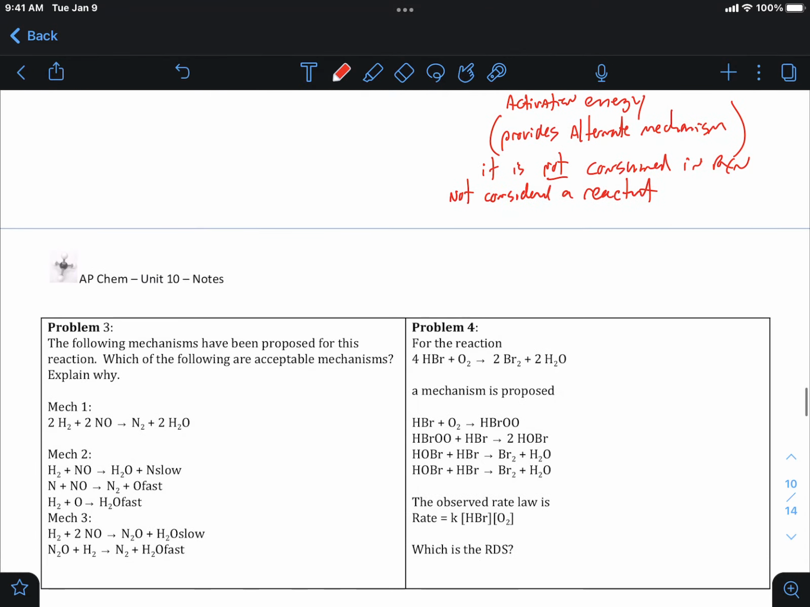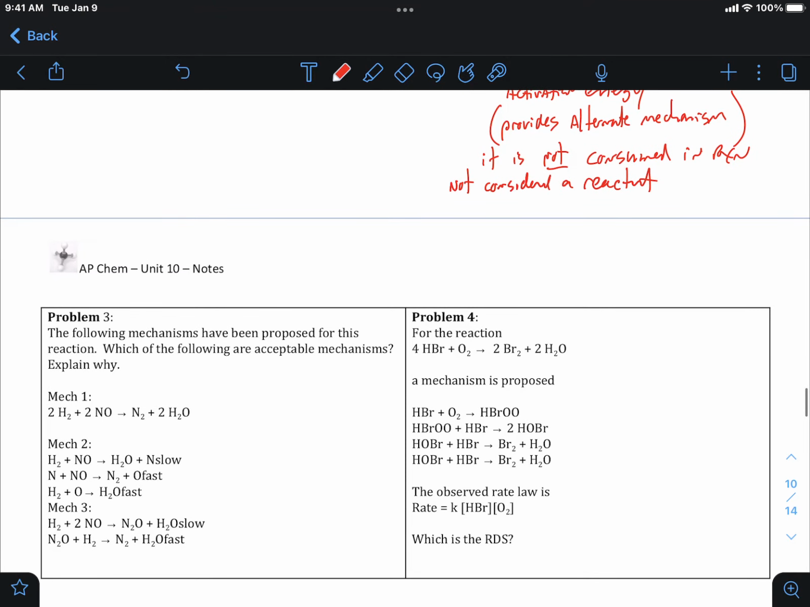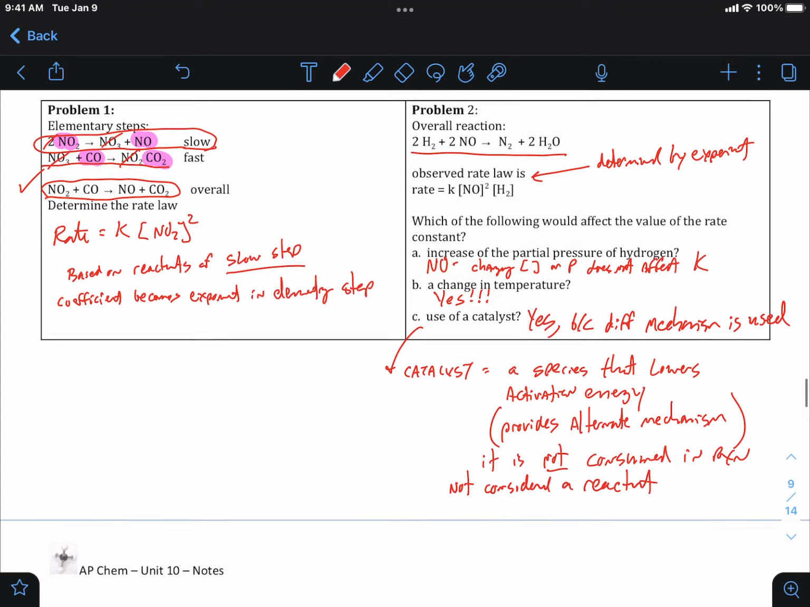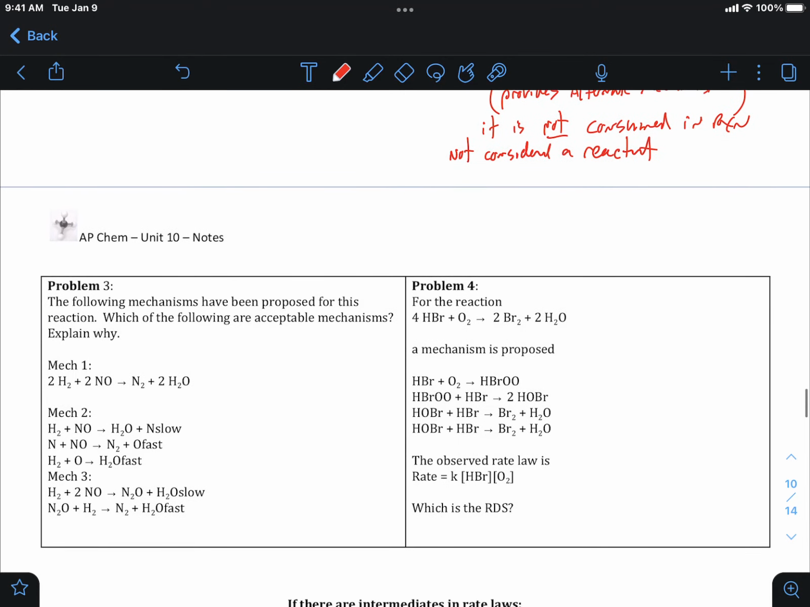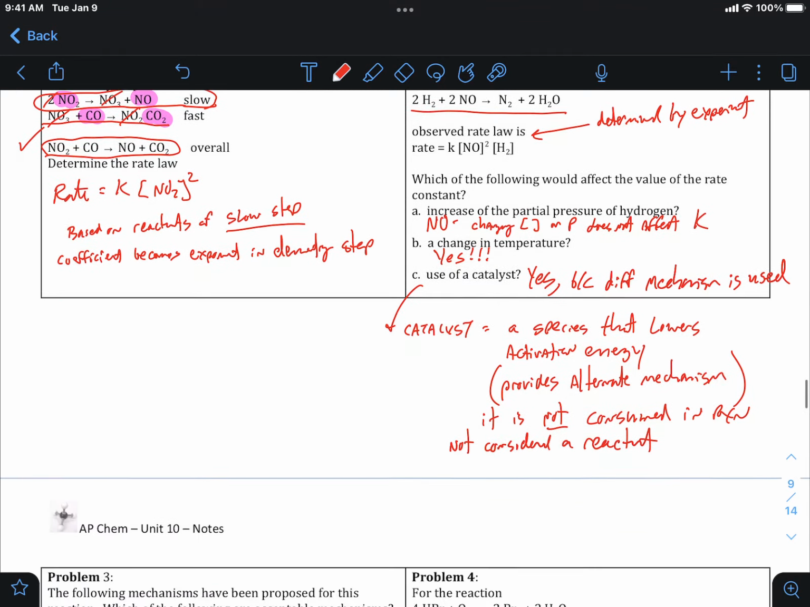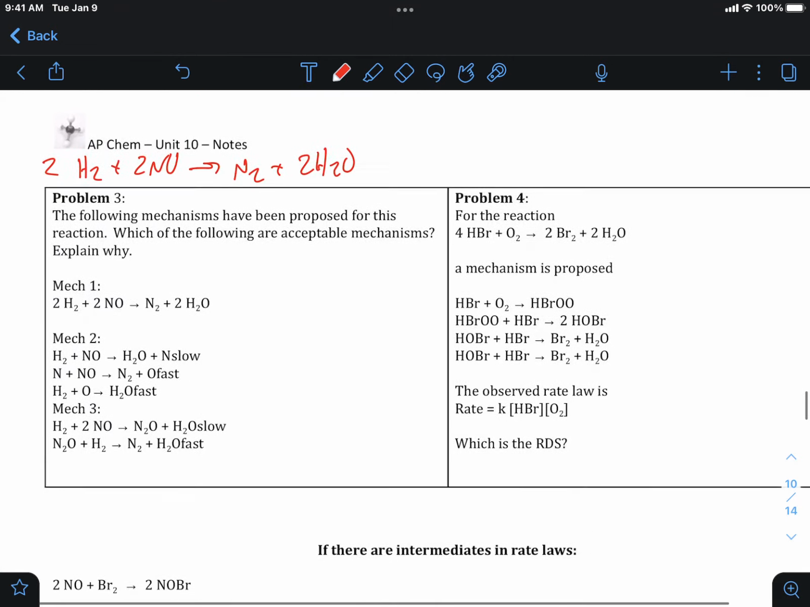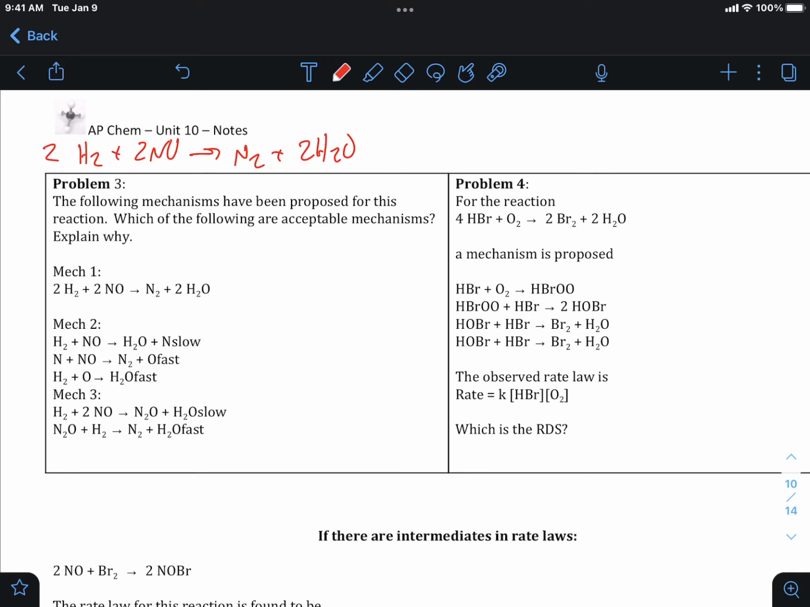Okay, some more practice problems. The following mechanisms have been proposed for this reaction. Which one of the following are acceptable mechanisms? Explain why. We're still referring to an earlier reaction here. Let me rewrite it here: 2H2 plus 2NO goes to N2 plus 2H2O. So this problem is referring to that same reaction.